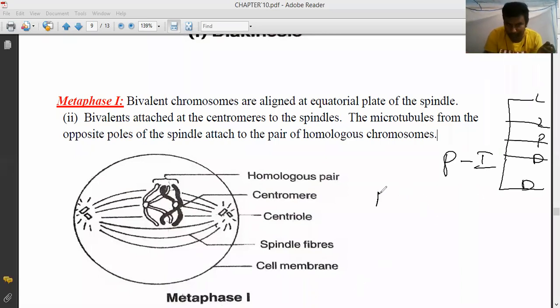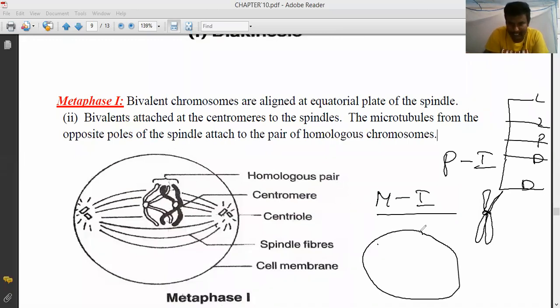Now, metaphase 1. Bivalent chromosomes are aligned at the equatorial plate of the spindle. Bivalent means homologous chromosomes, like this. These are called homologous chromosomes. They are aligned, settled at the equatorial plate of the spindle. Equatorial plate means the middle of the cell, exactly; they settle there.